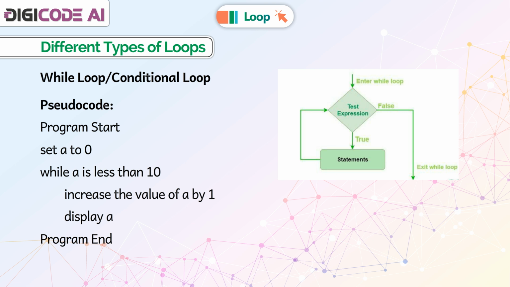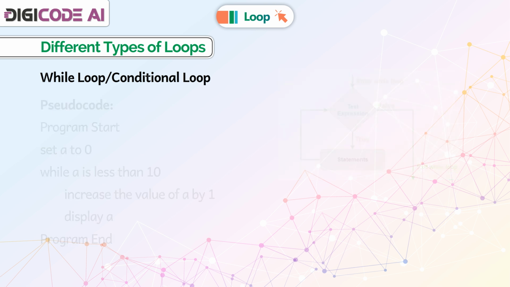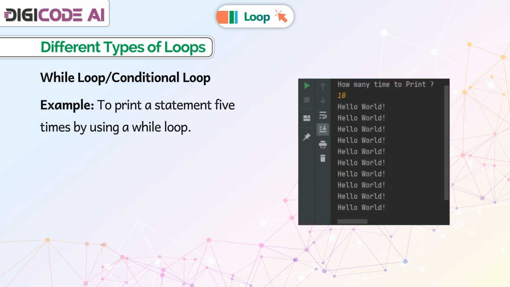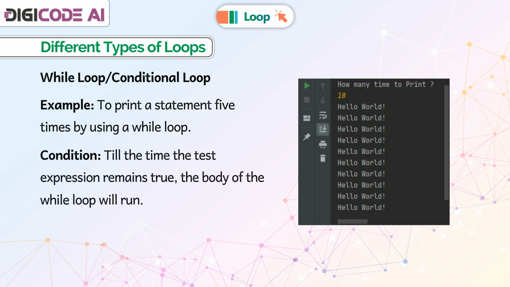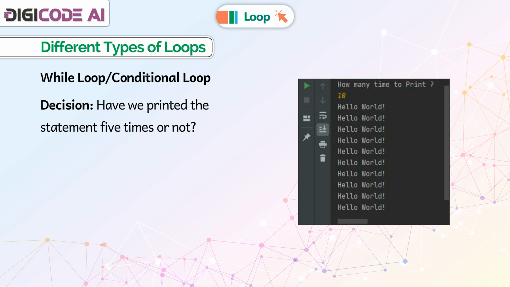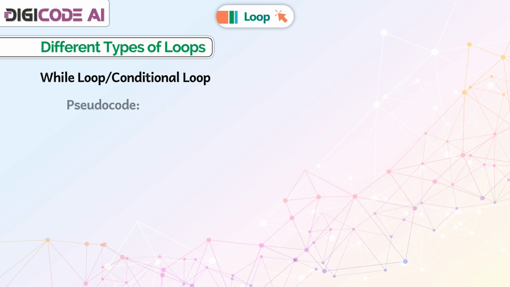Pseudocode. Program start, set A to 0. While A is less than 10, increase the value of A by 1. Display A. Program end. Example, to print a statement 5 times by using a while loop. Condition: till the time the test expression remains true, the body of the while loop will run. Decision: have we printed the statement 5 times or not?